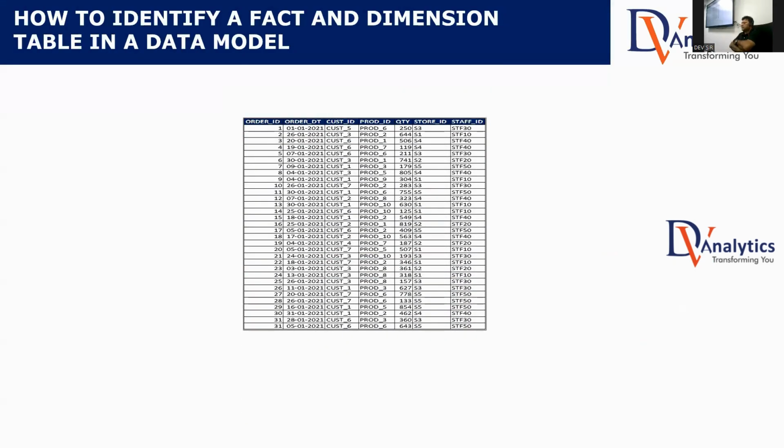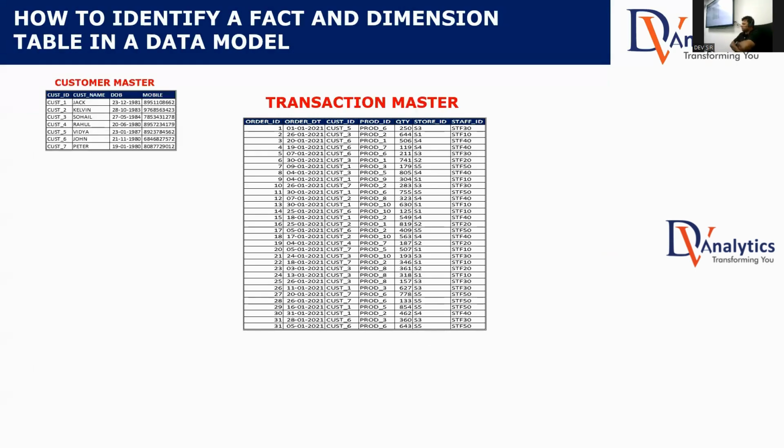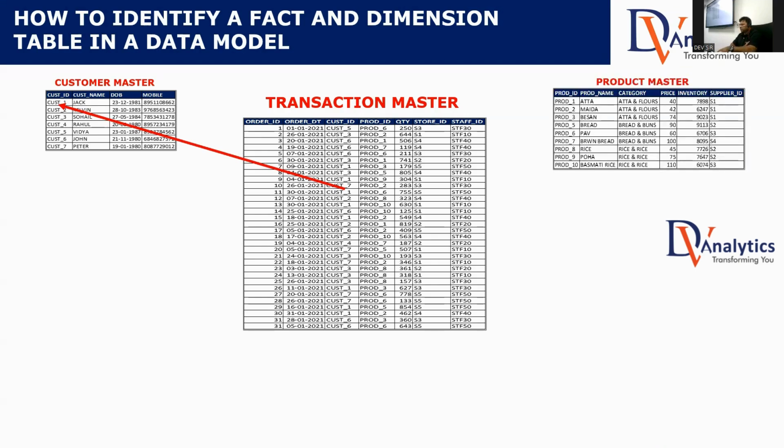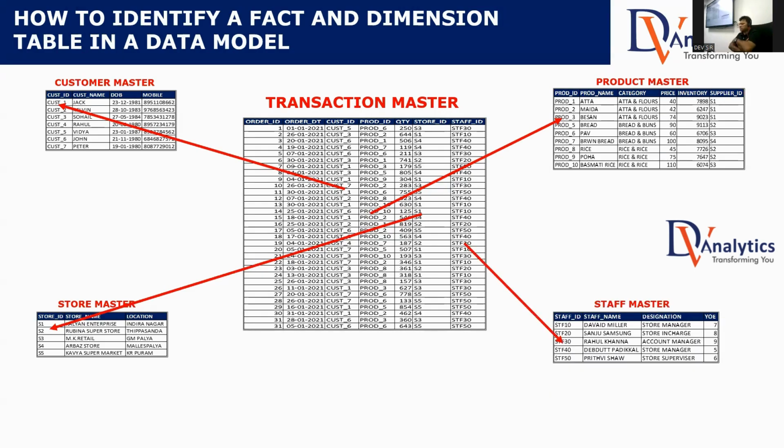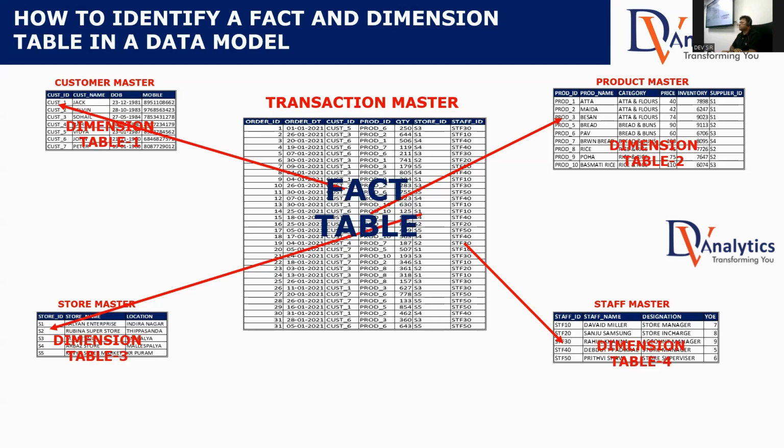Ultimately, the data model is going to be designed like this. You have a transaction master table. You have one customer master table. You make a relationship based on Customer ID, right? You have a product master table, and you make a relationship by Product ID. Now you tell me, transaction to customer, what type of relationship is it? Many to one. And transaction to the product master, what type of relationship is it? Many to one. And if you want to connect transaction to store master, what type of relationship is it? And if you want to connect transaction to staff master, how do you make the relationship? By staff ID. So ultimately, you have one fact table and dimension tables 1, 2, 3, and 4.